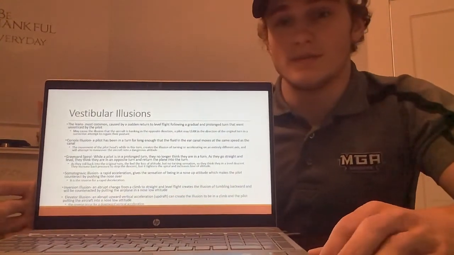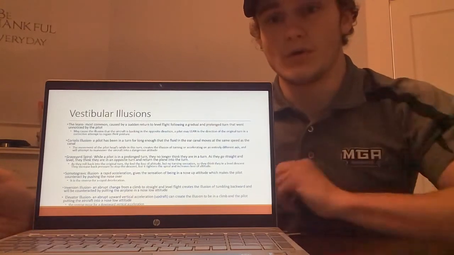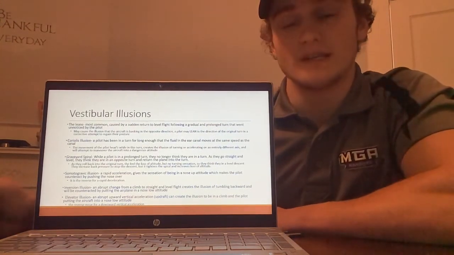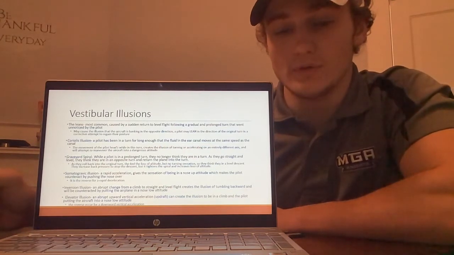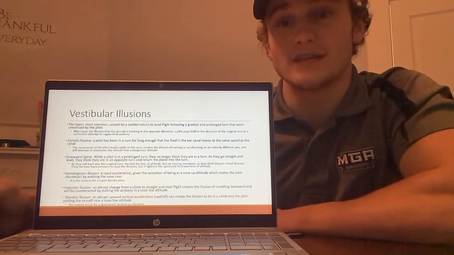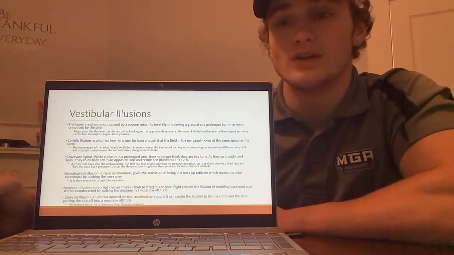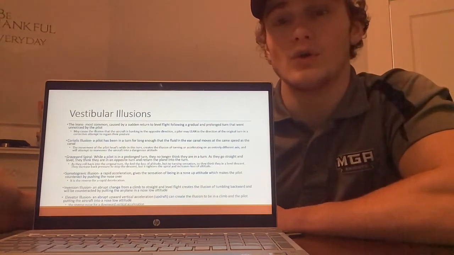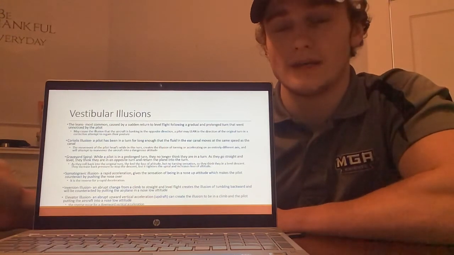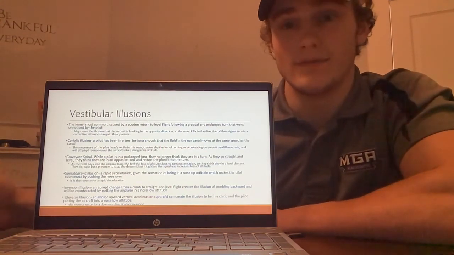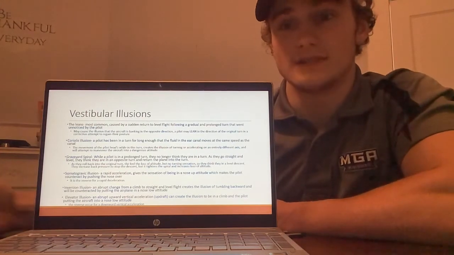These are the vestibular illusions that we're going to go over, which come into play when we lose visual reference to the outside, or the outside references get obscured. So with these vestibular illusions, we have no outside reference. We lost our visual. We've flown into inadvertent IMC.